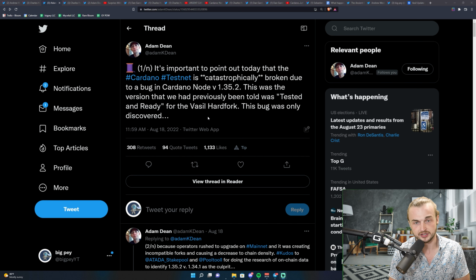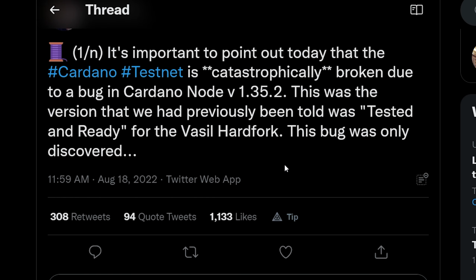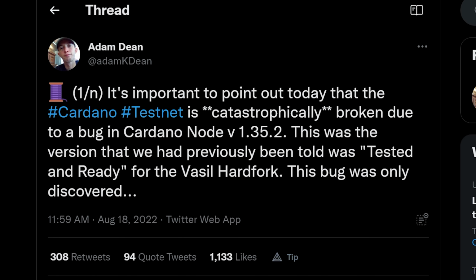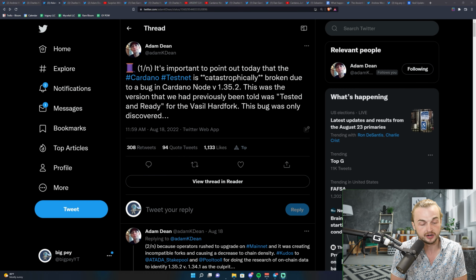And here's his response. And this is actually what led to the tension in the community. He said, it's important to point out today that the Cardano testnet is catastrophically broken due to a bug in Cardano node version 1.35.2. Let's keep in mind that this is not 1.35.3 that Charles was mentioning earlier. And there were actually a couple of bugs that were found in the testnet that caused the tension to rise without that clarity being there, because they were confused about what bugs they were both talking about. And we're going to go more into that in just a second.